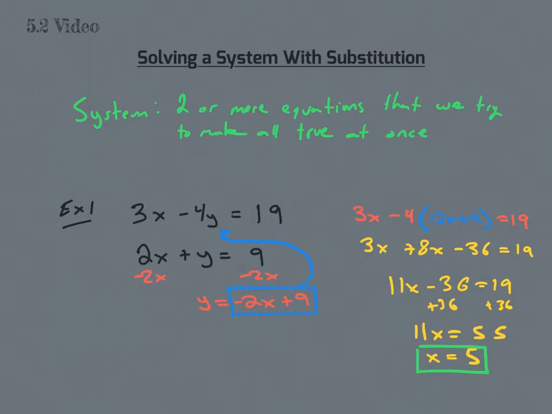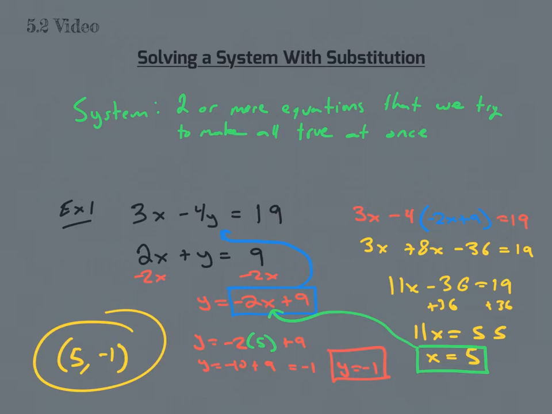To find the y, I'm going to take that x and substitute it into the x in my y equals equation. So finally, I get y equals negative 2 times 5 plus 9, which is y equals negative 10 plus 9, which is negative 1. So I get y equals negative 1, and there are my two answers: x equals 5, y equals negative 1. The way we write our final answer in these problems is as an ordered pair. So x is 5, y is negative 1 is my solution. We'll circle that. Those are the two numbers that make both equations true.